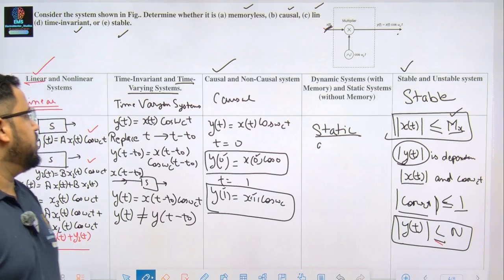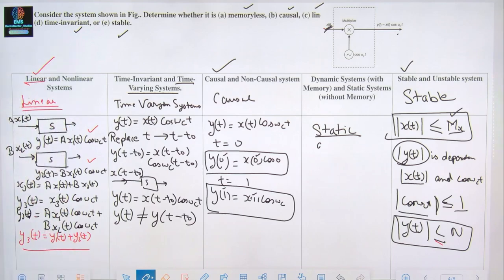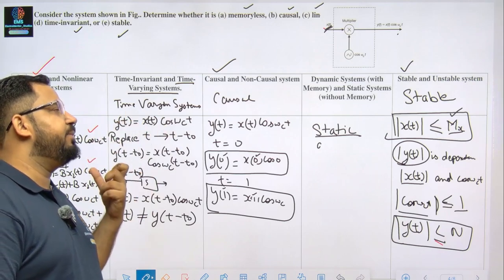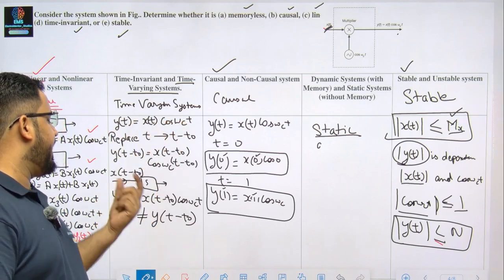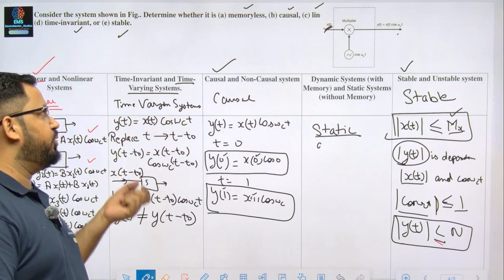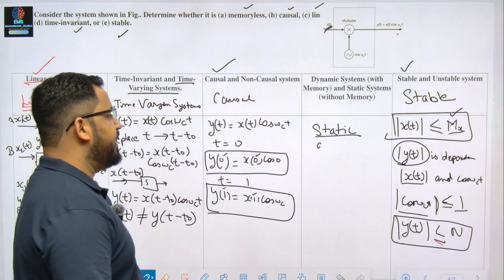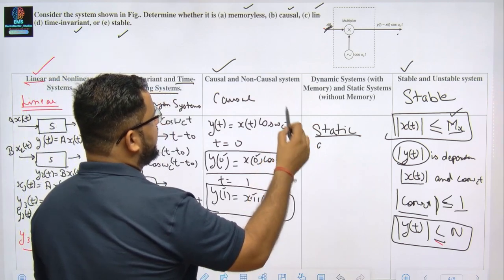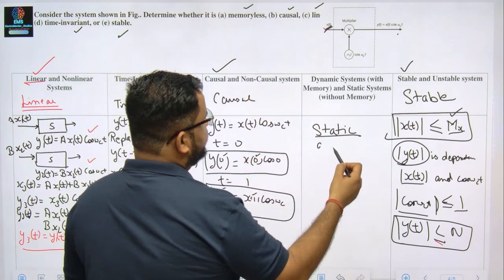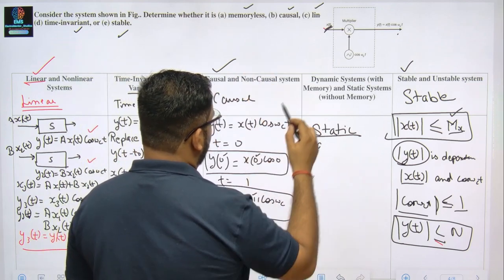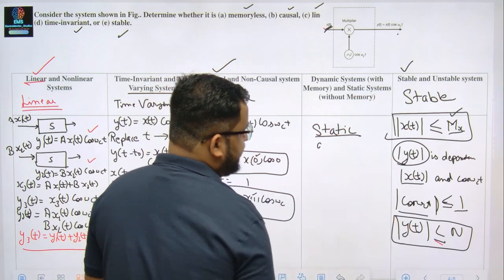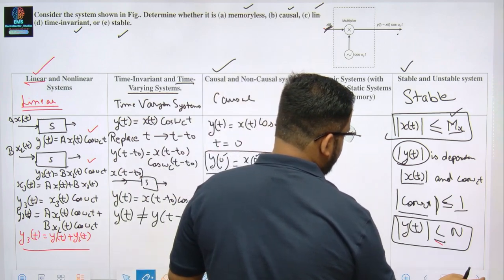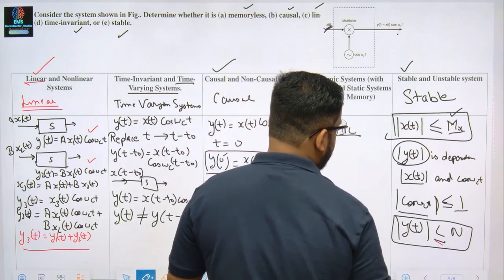Is it clear, everyone? Homogeneity and superposition give me linearity. Shift in time of the complete equation y(t) = x(t) cos(ωct), and shift in time of just the input, will give me time variance and invariance. If there is no future value, it will give me causal. If there is no future and no past value, it will give me static and memoryless. And if my input is bounded and output is bounded, it is going to give me stable and unstable.